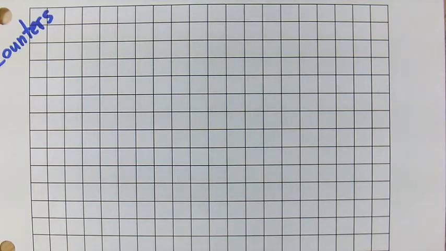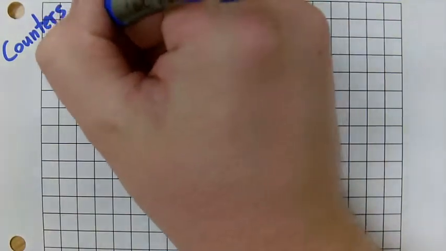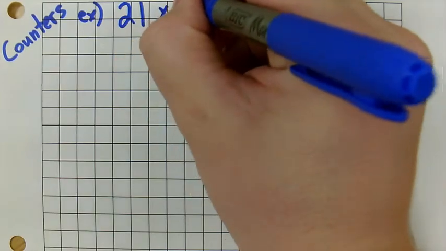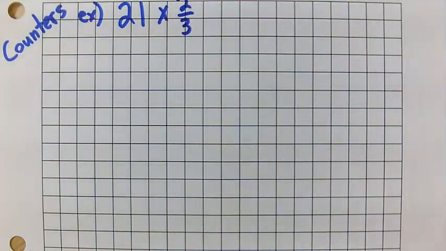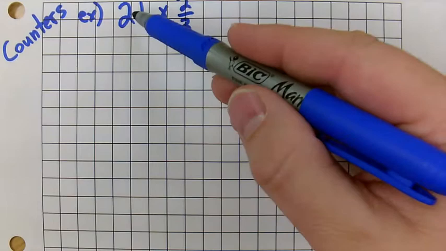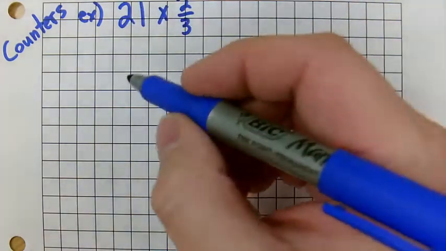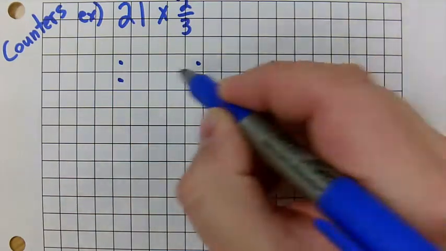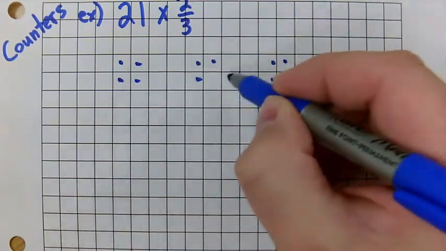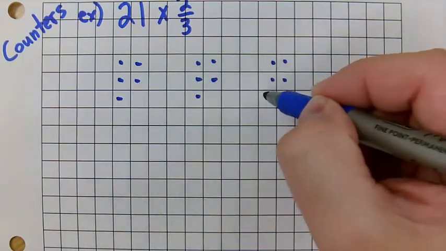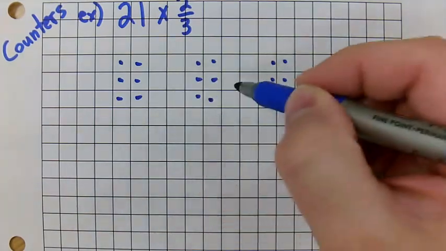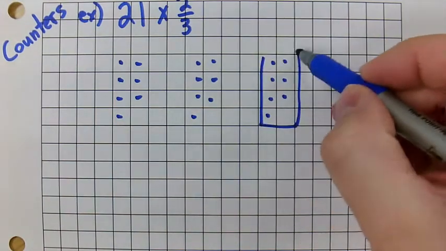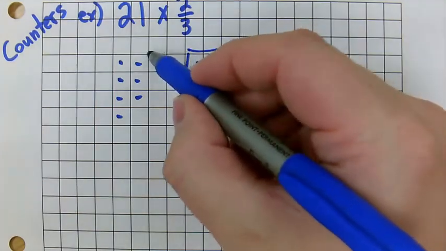Another method is called the counters method. So what if we do this one? Let's go with this question, 21 times 2/3. Well, what you can do is take 21 and put it into 3 groups. 1, 2, 3, 4, 5, 6, 7, 8, 9, 10, 11, 12, 13, 14, 15, 16, 17, 18, oops, I skipped one, 19, 20, 21. So we've got three groups right here.